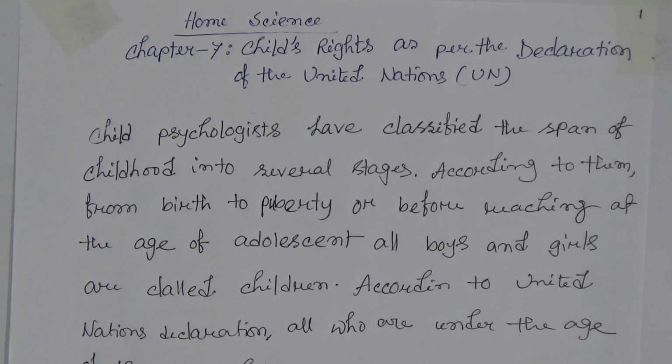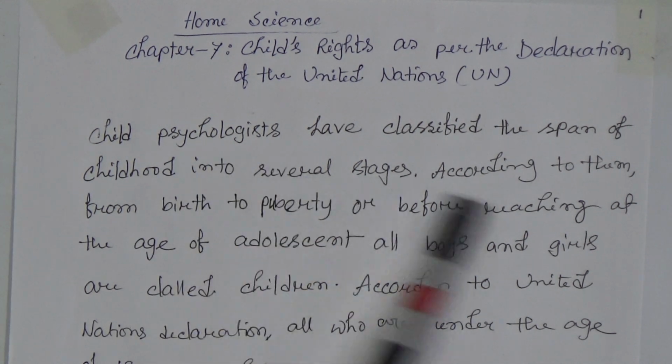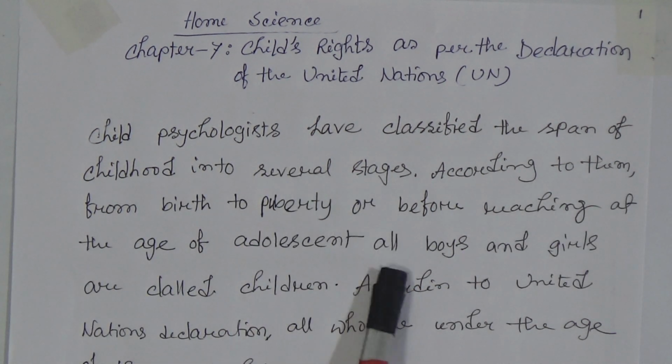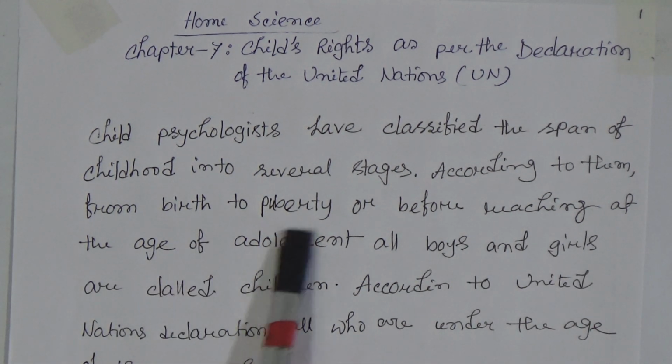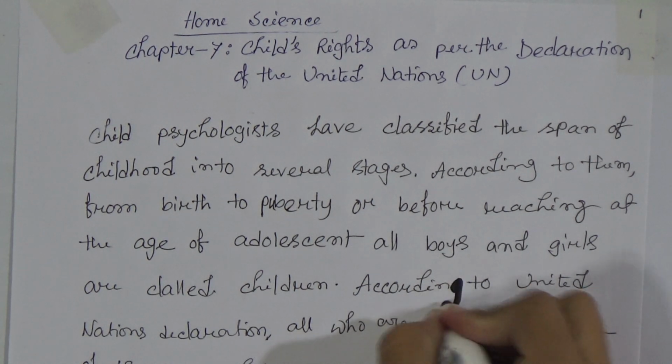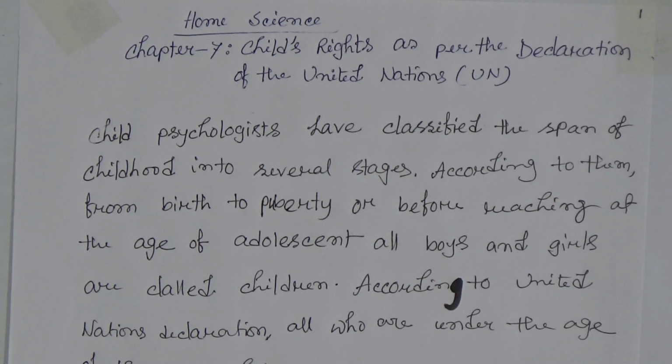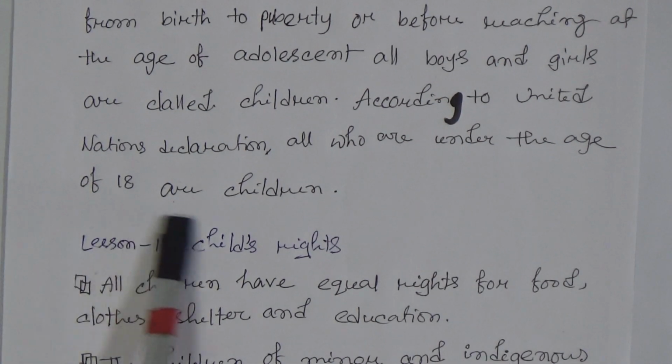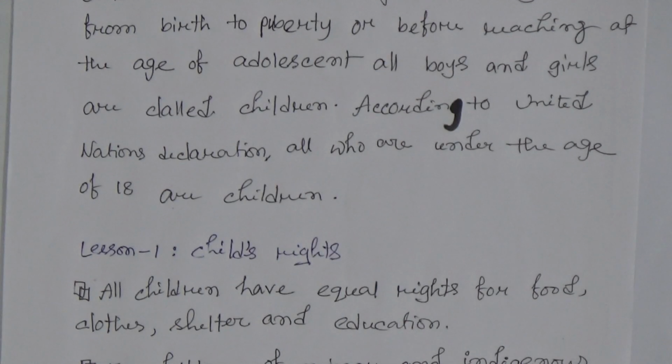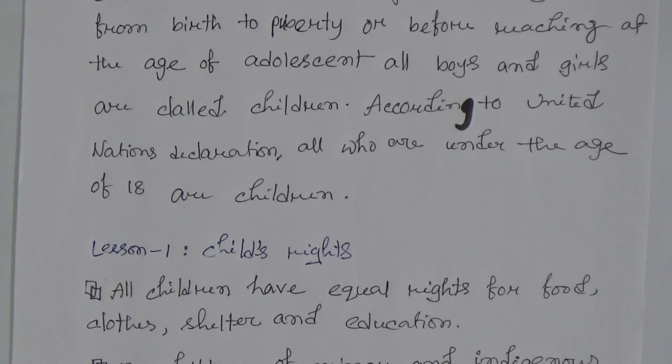That means in this chapter we will discuss the children's rights. At first we have to know what the word children means. Child psychologists have classified the span of childhood into several stages. According to them, from birth to puberty, before reaching the age of adolescence, all boys and girls are called children. According to the United Nations Declaration, all who are under the age of 18 are called children. So here, students, we find the definition of children.